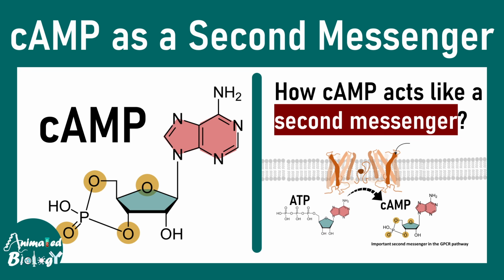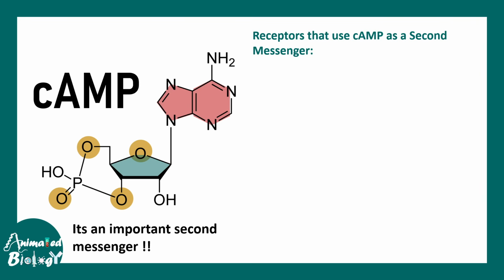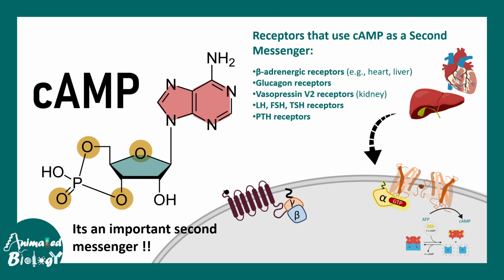Now let's talk about cyclic AMP as a second messenger molecule. Cyclic AMP is generated from ATP, and it is a second messenger in several signaling pathways. It underlies the beta adrenergic receptor, glucagon receptor, vasopressin receptor, LH, FSH, TSH receptors, parathyroid hormone receptors, and many more. So half a dozen signaling pathways rely on cyclic AMP generation. Many of these hormonal pathways, which involve peptide type hormones, require cyclic AMP as a second messenger.